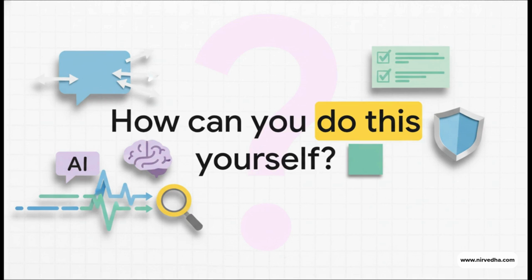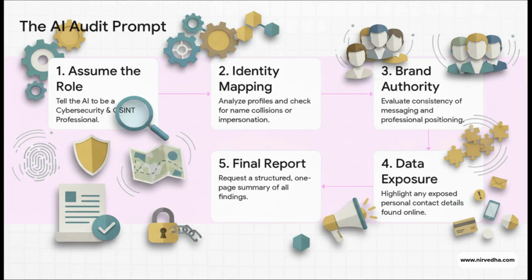It all comes down to giving the AI the right instructions, a carefully designed prompt that transforms a general chatbot into your own specialist investigator. The prompt is basically a 5-step recipe for success. You're not just asking a question, you're giving the AI a series of direct commands. You tell it to map your identity, scan your brand, check for data leaks, and then package it all up in a professional report. It's a really straightforward way to get some seriously powerful results.